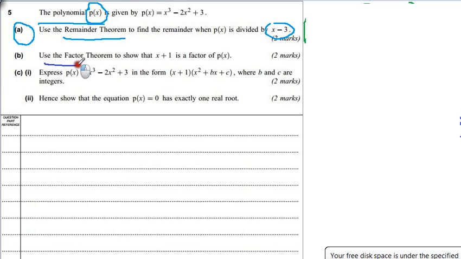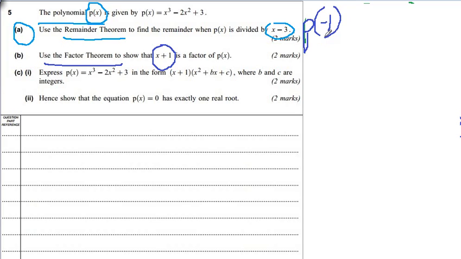Okay, the next one, use the factor theorem. Now the factor theorem is pretty much just the remainder theorem, but backwards. You can think of it like that. So show that x plus 1 is a factor of p of x. So again, take that plus 1, change it into a minus 1, and put it into p of x. So if we do p of minus 1, then what we're doing is showing that it's a factor by saying if you put minus 1 in there, it should come out as 0, and if it does come out as 0, then it is a factor.